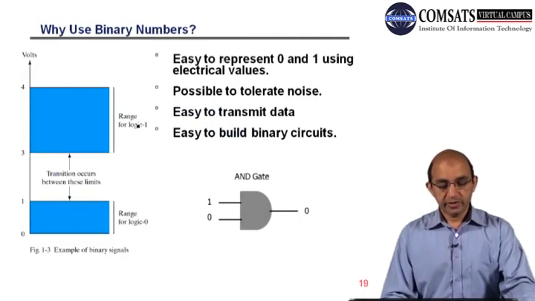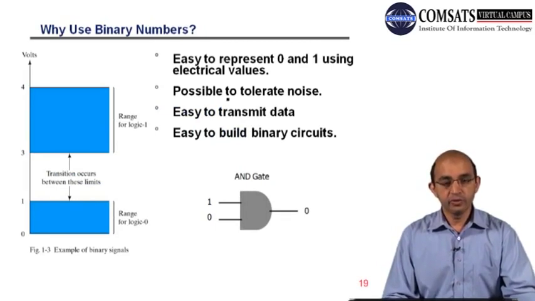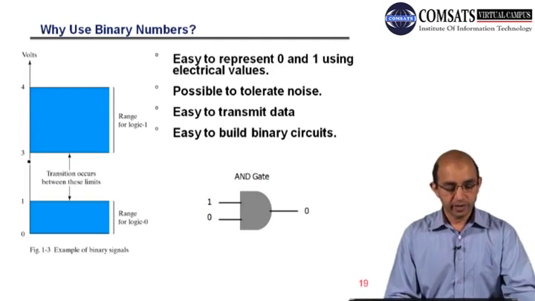So again, a justification why we use the binary number system: it is easy to represent zeros and ones, right? It is also more immune to noise. It can tolerate more noise, right? So this is the gap or transition. You can see there is a huge gap between 0 and 1, right? So if we have 3.1, it will still be considered as 1. If we have 1.1, it is still considered as 0, because this is the sort of immunity or tolerance against noise, right? So we can easily transmit data.